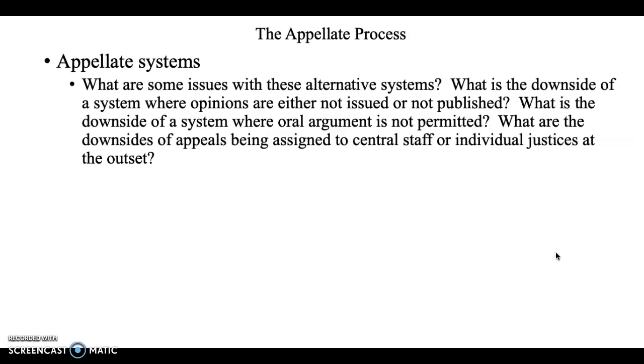Cases where the opinions aren't issued or published mean that you can't rely on those rulings as precedent, which may be important if you're trying to understand how to moderate your behavior based upon prior rulings. If the opinion of the Supreme Court or of the appellate court is not published, then you can't rely on it, and therefore you don't quite know how to proceed.